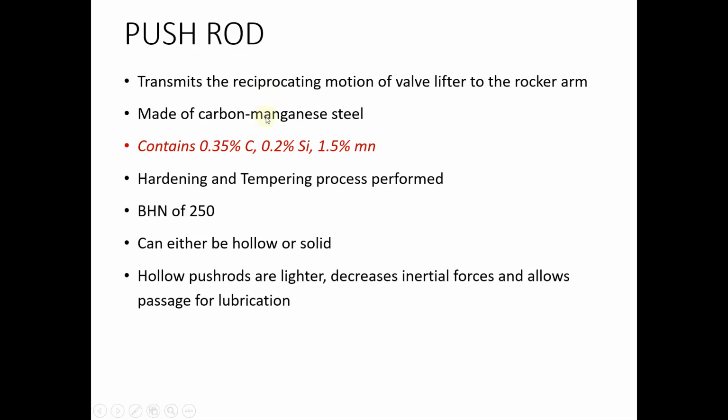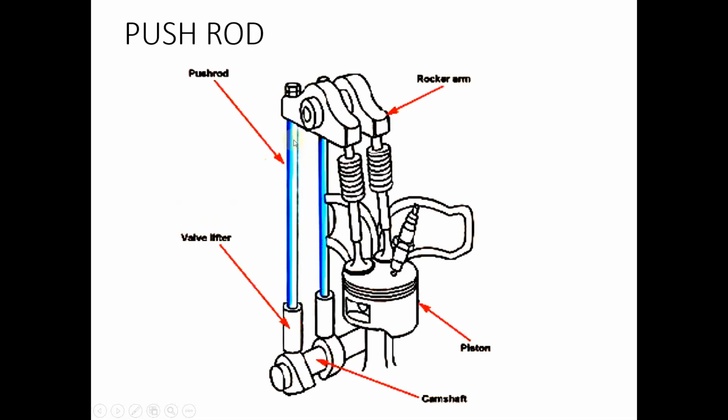And push rod is made up of usually carbon manganese steel and has a Brinell hardness number of 250. So this push rod usually undergoes a rocking mechanism, and due to this, the push rod and the valve lifter, such components should have sufficient strength so that failure does not occur.